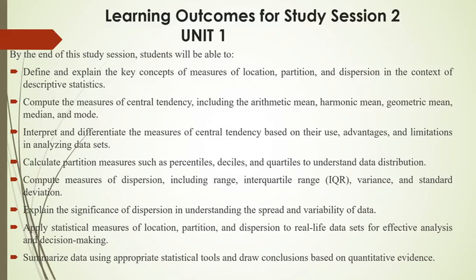The learning outcome for study section 2, unit 1, 2, and 3. By the end of this study session, students will be able to: 1. Define and explain the key concepts of measures of location, which is our study section 2, unit 1, partition, which is our study section 2, unit 2, and dispersion, which is our study section 2, unit 3, in the context of descriptive statistics.